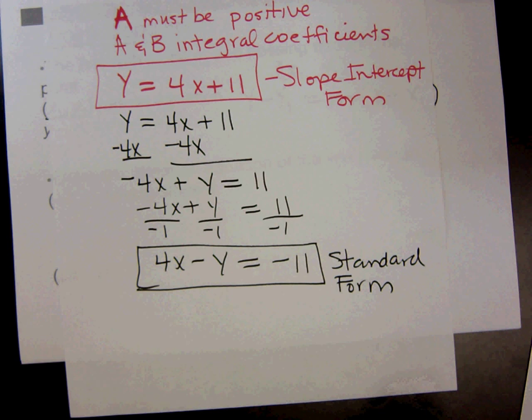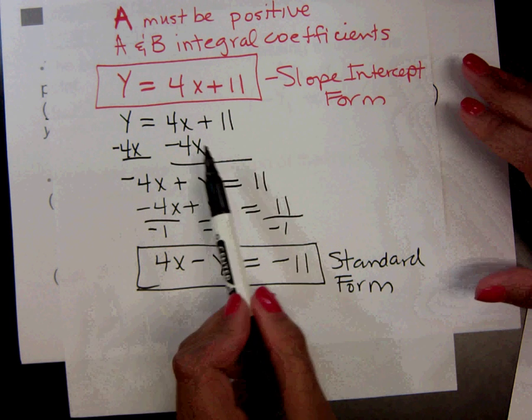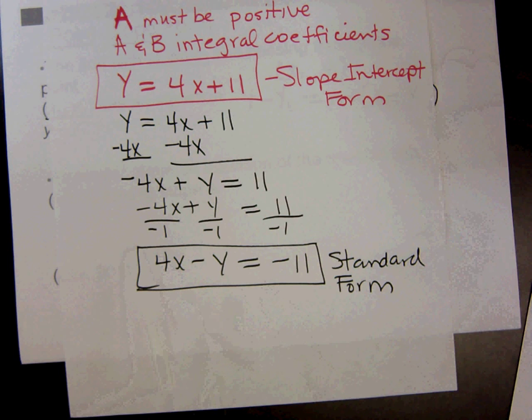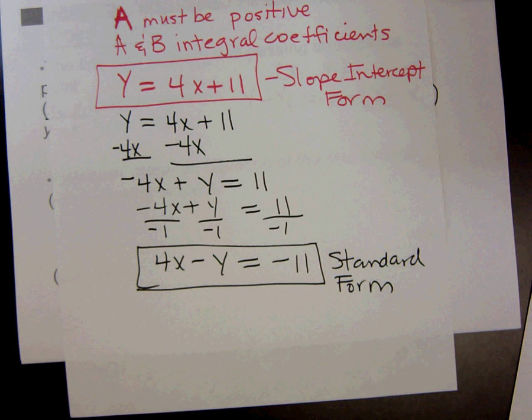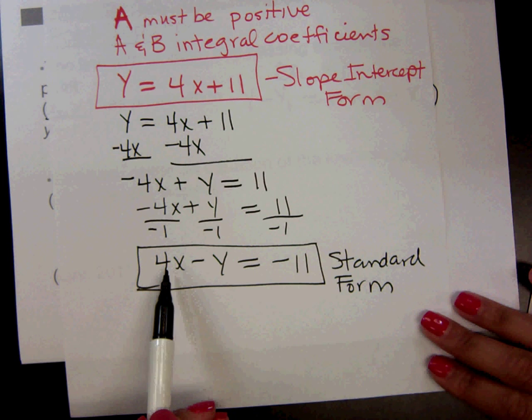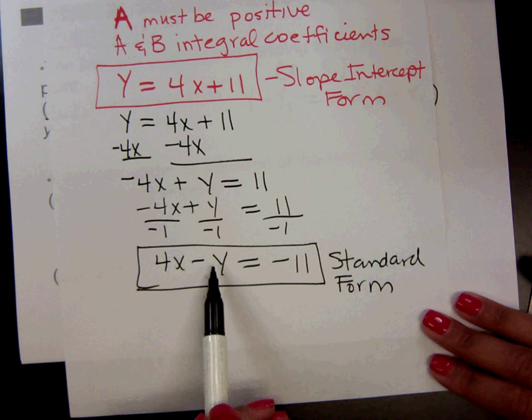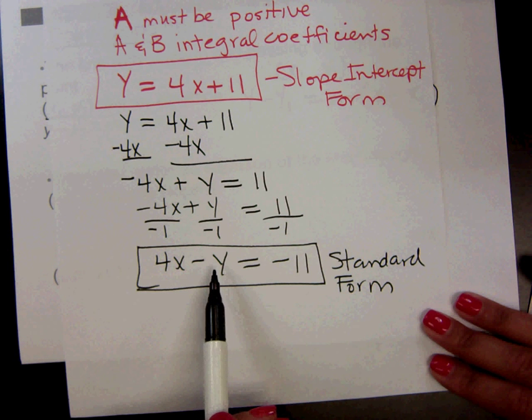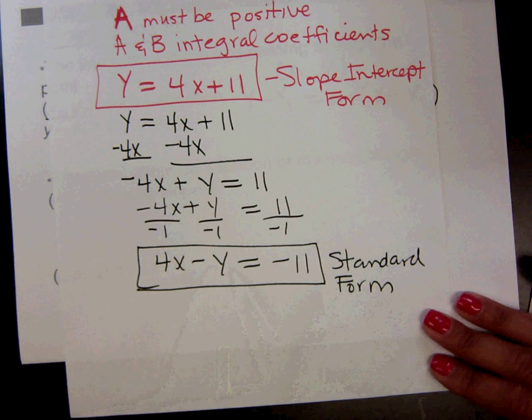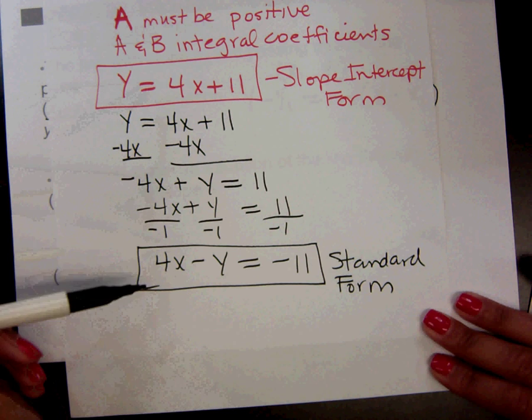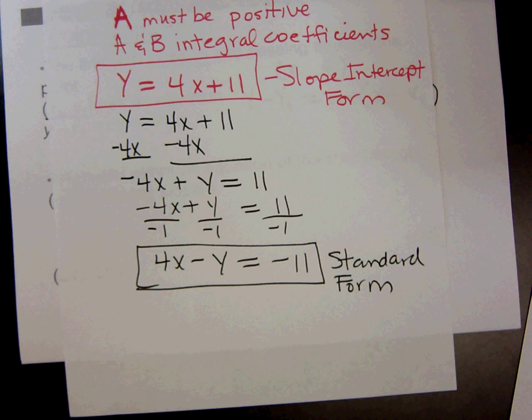So if you need to, we could move y over to the other side, but then we'd have to move 11 to the left. Either way, or you could just move x and then divide by -1. So even if it becomes negative, you always can get rid of that negative by dividing by -1. Okay? So now A is 4. It's a positive integer. And y, its coefficient is -1. It is an integer as well. Okay? So these two equations represent the same line, just different forms.